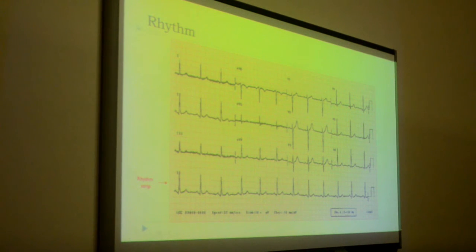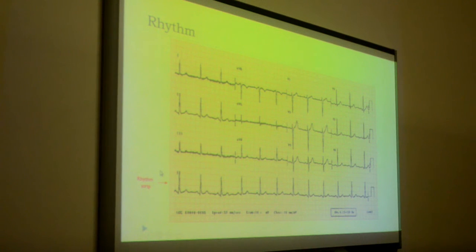Now, the rhythm. These are the leads that we know: 1, 2, 3, AVR, AVL, and AVF, V1, V2, V3, V4, V5, and V6. Then at the bottom, they usually give you a rhythm strip. This is the strip that you want to use to analyze your rhythm, and it's usually lead 2 or V1 or something like that. Unlike here, where you start with lead 2, you have three beats, and then starting from here you have AVL. The rhythm strip is one lead and it measures continuously from beginning to end.